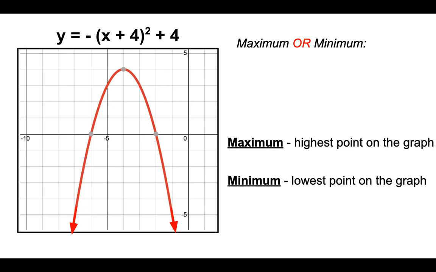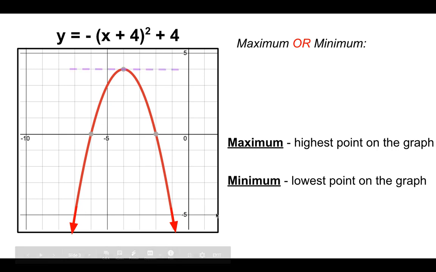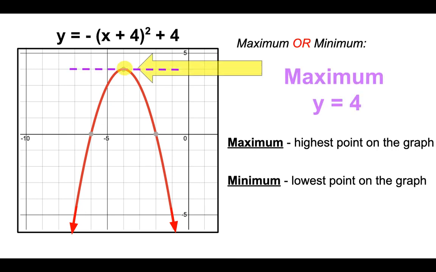If we look at this, we have a highest point on the graph, but if you notice, these arrows show that it's going downward forever and ever. So there is no minimum, there's no lowest point on the graph. The highest the graph ever goes is right here. This is the maximum, and the value of the maximum is y equals 4. 1, 2, 3, 4. The value of the maximum is y equals 4.